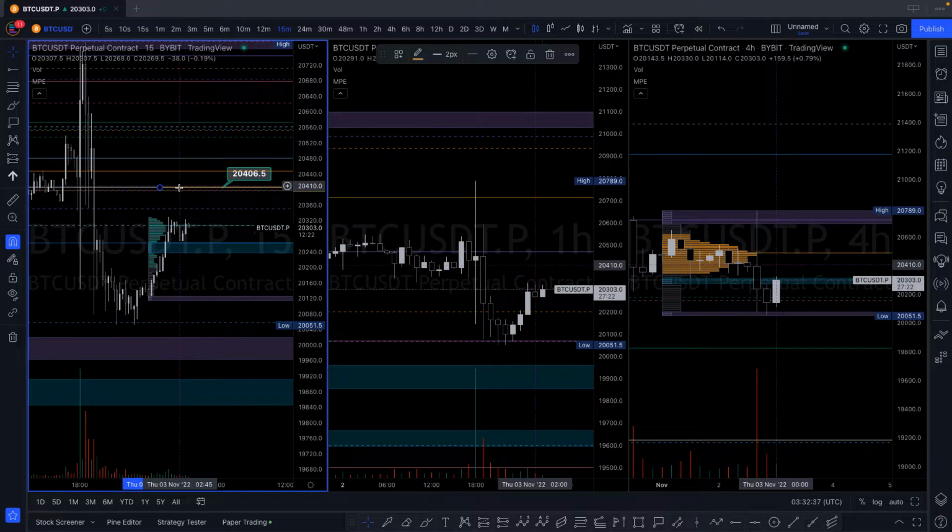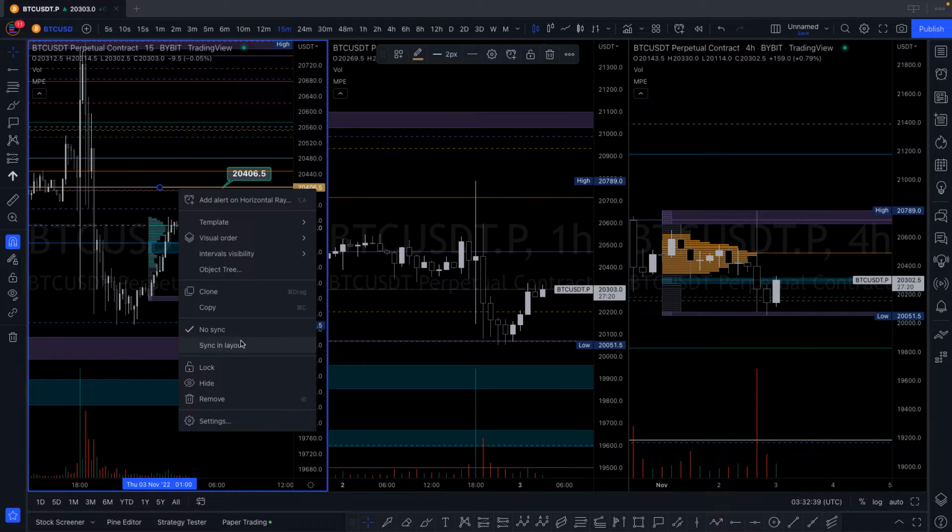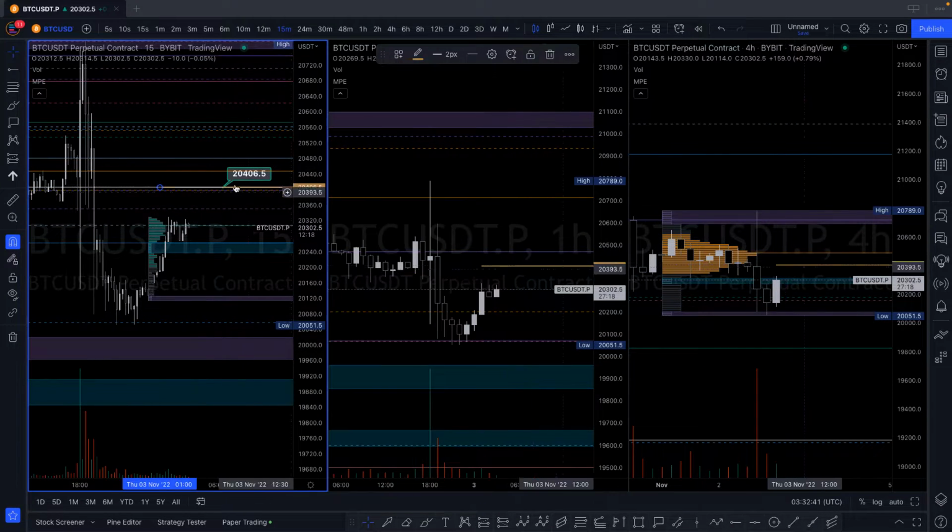Well, when you put that line, sync in layout. Now, it's really important that you sync in layout, because instead of going 2406, is there anything here, anything there, anything here, you don't have to worry about that. If you put it there, sync it in layout, it'll be at the exact number through all of your charts.